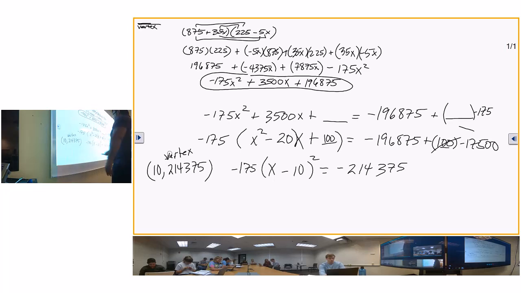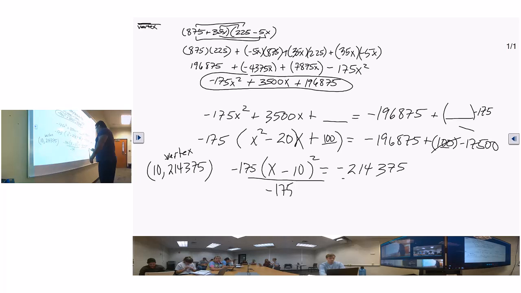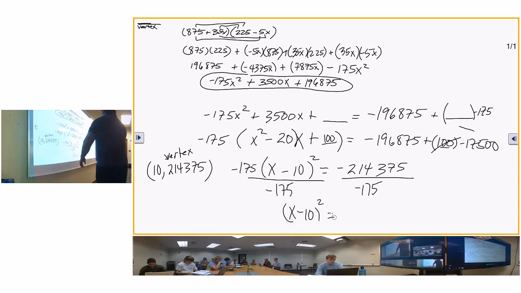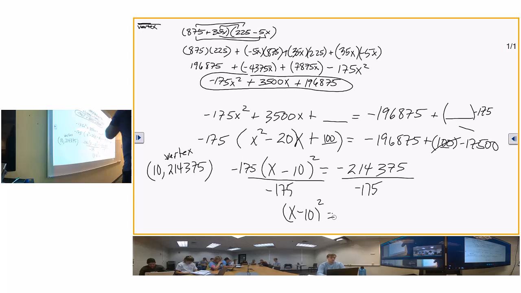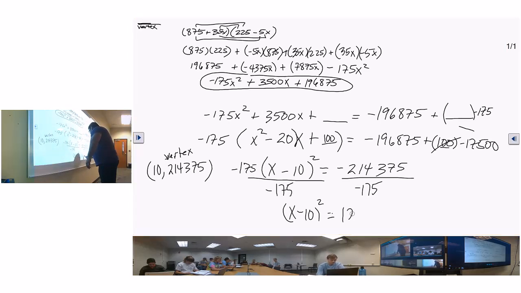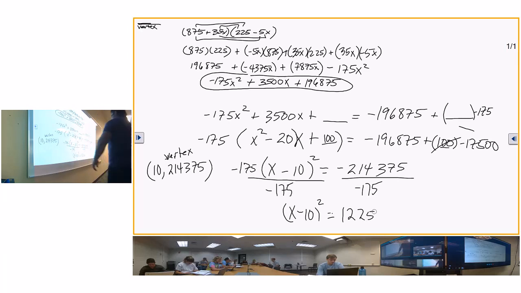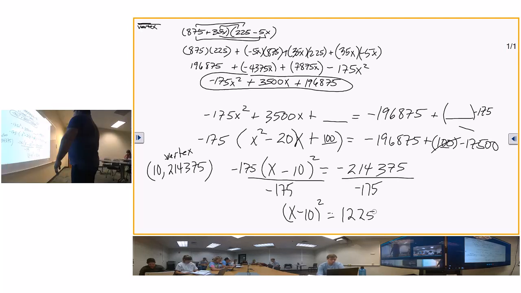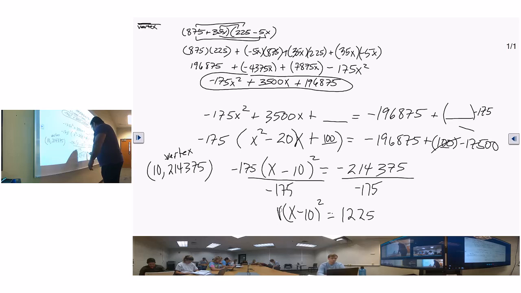Now, divide by negative 175. And (x minus 10) squared is equal to, I know it's positive. What's 214,375 divided by 175? 1225. Okay, now take the square root. What is the square root of 1225?